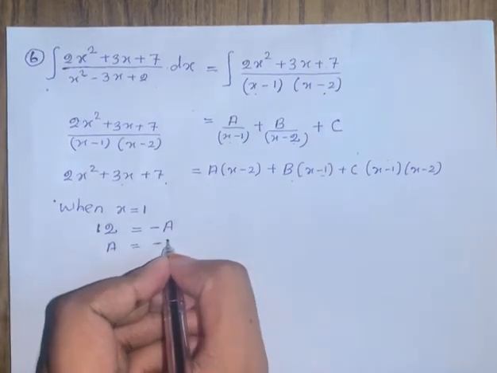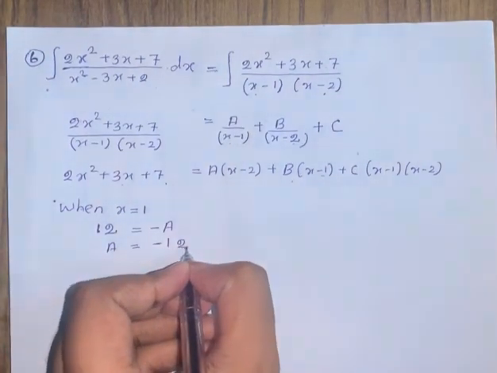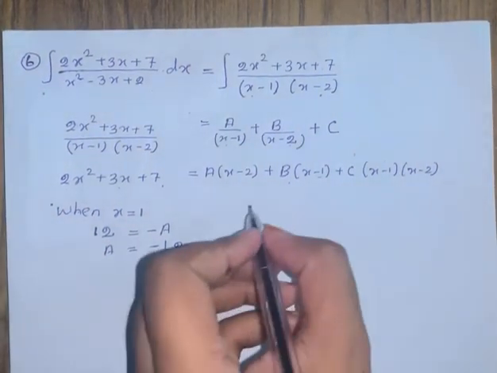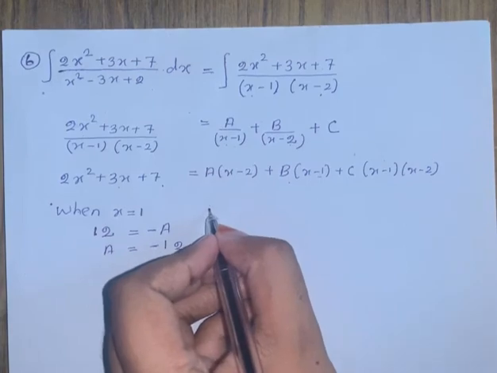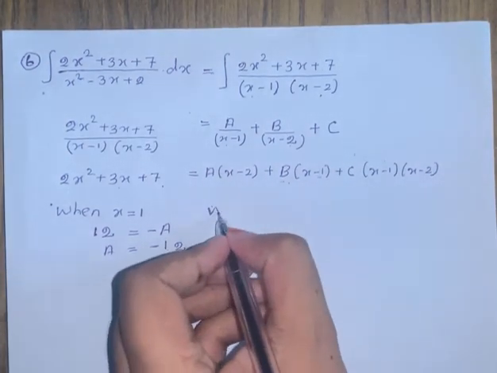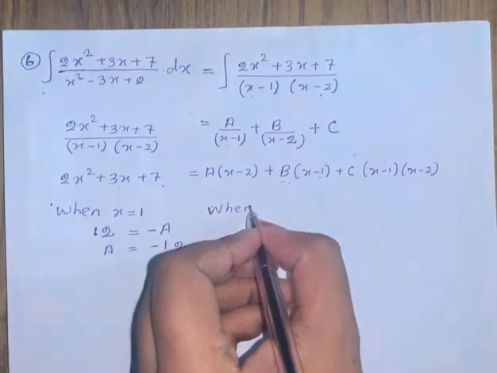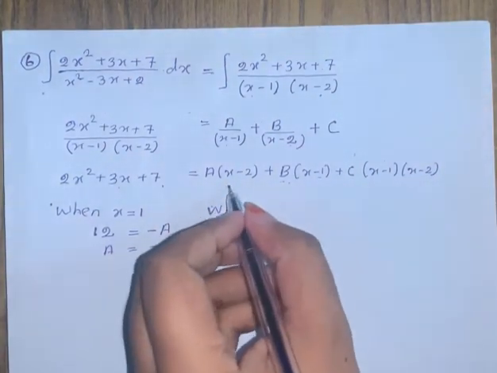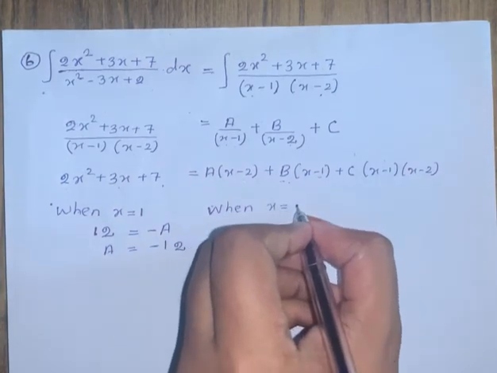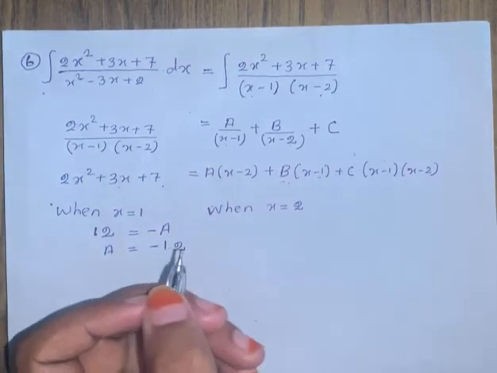So a will be minus 12. Okay, when we take, we have to make the a component and the last component 0. So we are taking x as plus 2, because there's a minus 2. So we are taking x as plus 2.